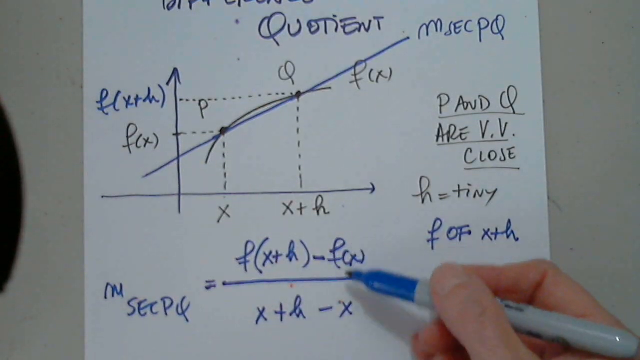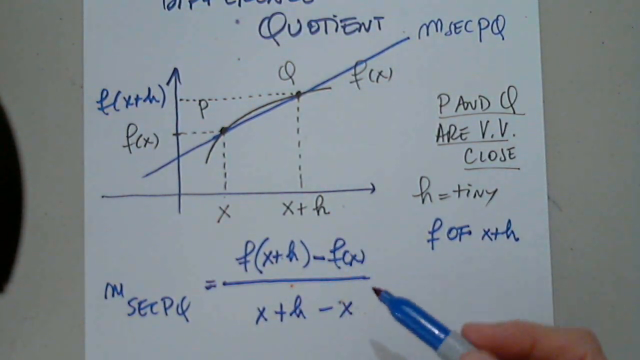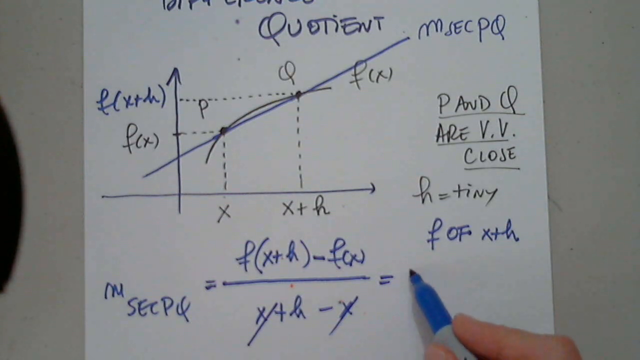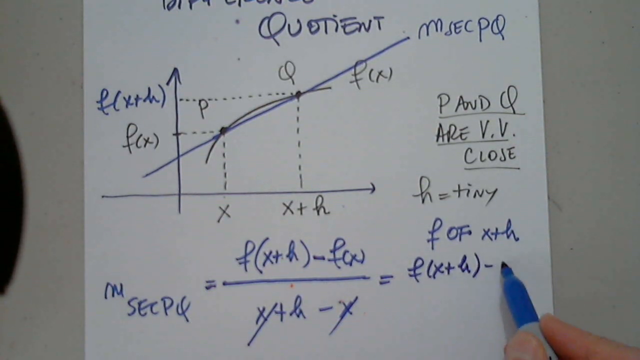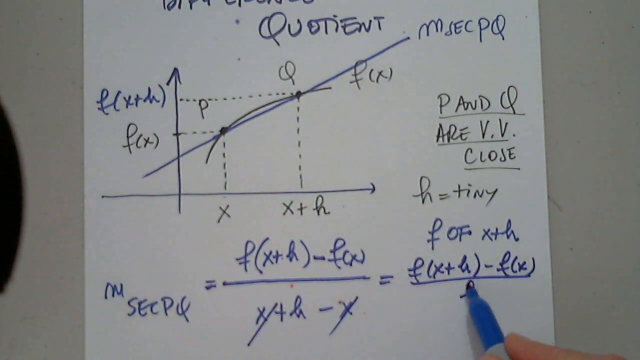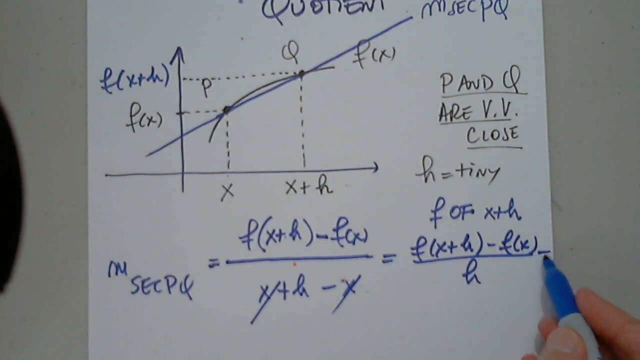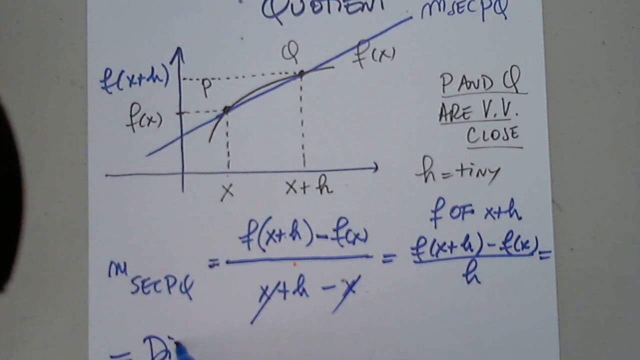That's it. It has to be the same thing. What you see here has to be in the denominator. These two are gone. So then we have f of x plus h minus f of x divided by h. This is the difference quotient.